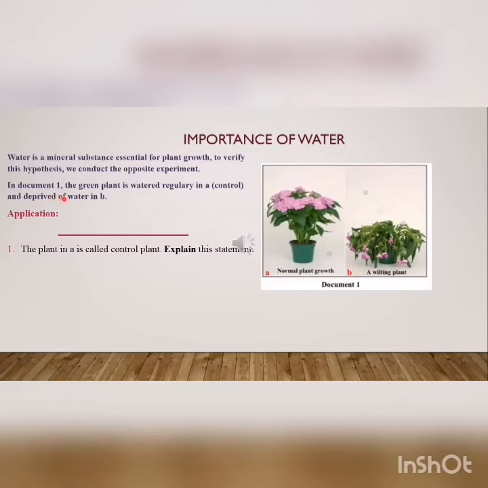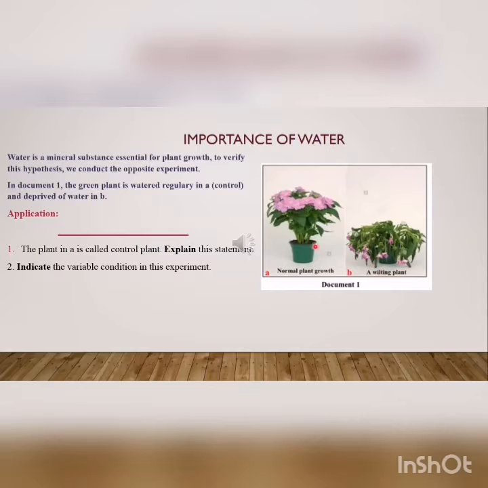In B, deprived of water. This plant is deprived of water. You see the action of water clear on the plant. First question, the plant A is called control. Explain. A control plant, or control in general, is an ideal. We use it to compare others with it, so to see the action of some factor.